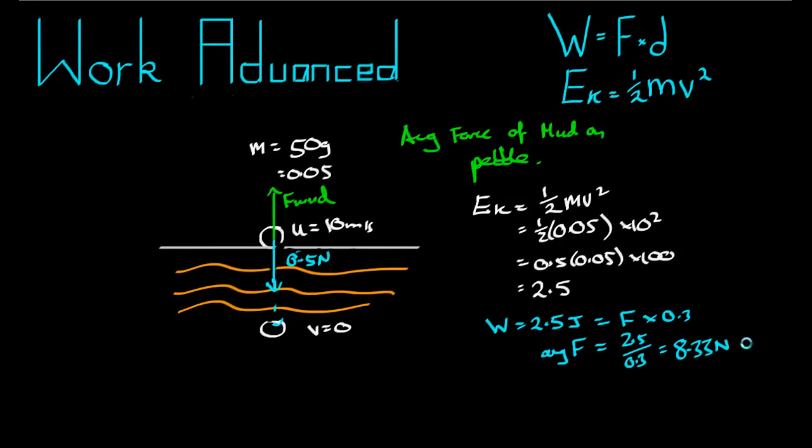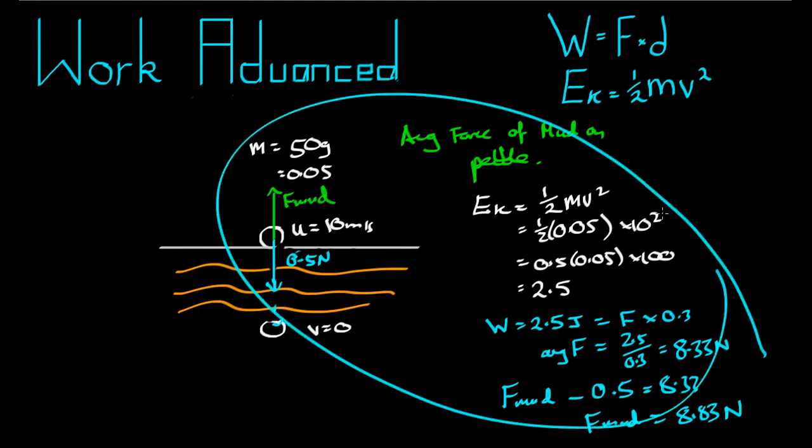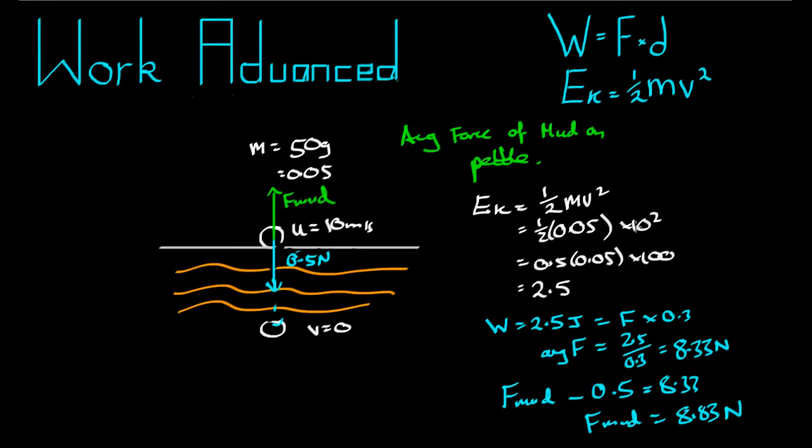So whilst the average force was 8.33 newtons in the upwards direction there, that average force was made up of the force of the mud and then taking away the force of gravity, 8.33. So really the force of the mud was 8.33 plus 0.5, which comes to 8.83 newtons worth of force. If you're finding the idea of gravity being taken into account with these questions difficult, there'll be more videos explaining this concept as we move into gravitational potential energy.